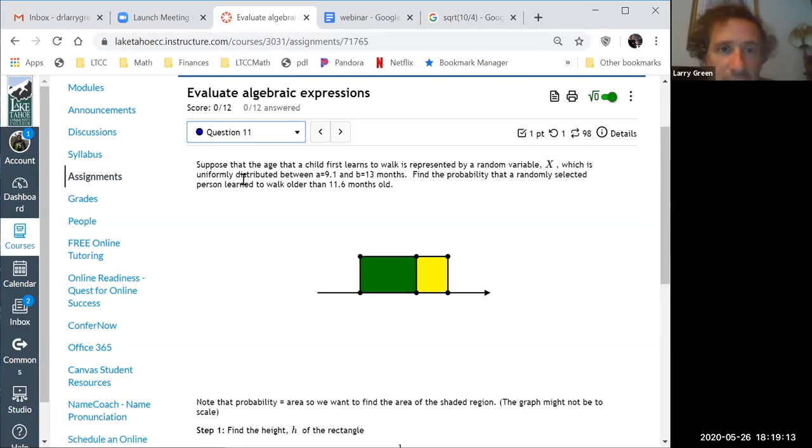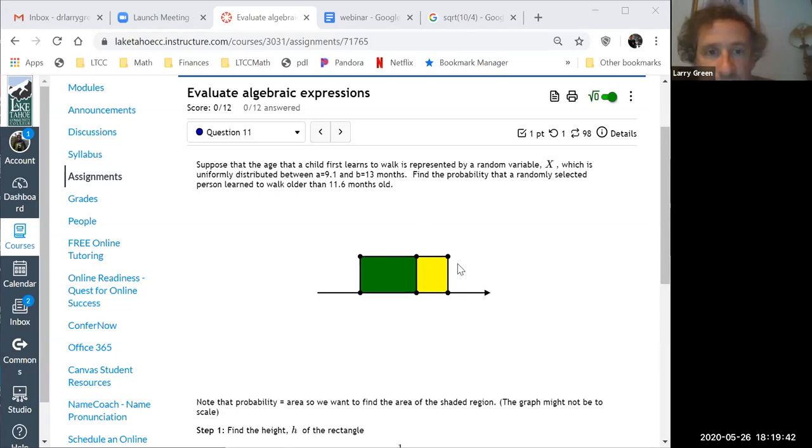So suppose that the age a child first learns to walk is represented by a random variable x, which is uniformly distributed between 9.1 and 13 months. Okay, we've kind of seen the uniform distribution because there's a whole chapter on it. Find the probability that a randomly selected person learned to walk older than 11.6 months.